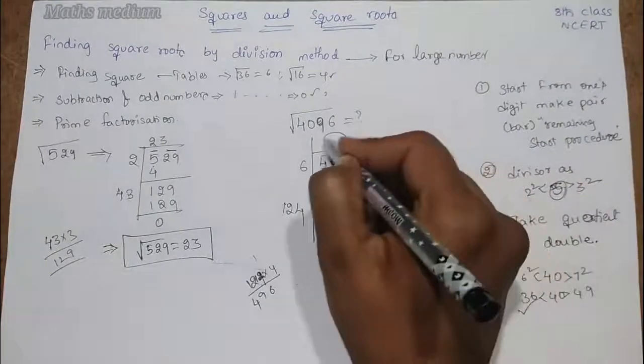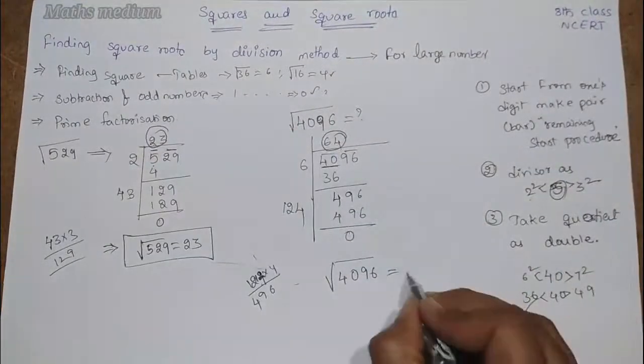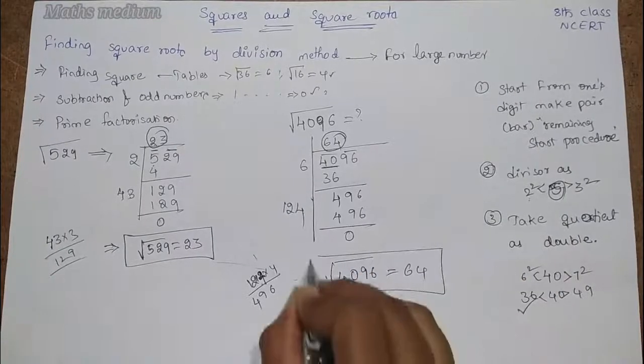That is the quotient here. Here also quotient 64. This is the answer for this one.